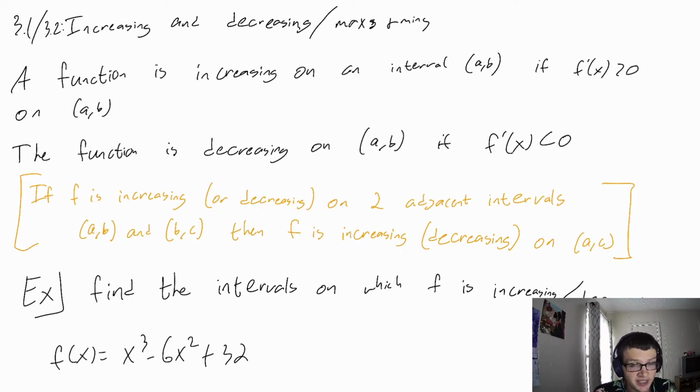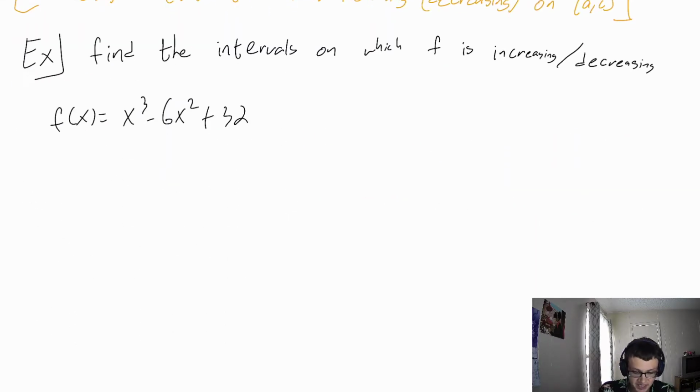So a function is increasing on an interval (a, b) if f'(x) is greater than 0 on that interval. And similarly, the function is decreasing on (a, b) if f'(x) is less than 0. So if f is increasing, respectively decreasing, on 2 adjacent intervals (a, b) and (b, c), then f is increasing, respectively decreasing, on (a, c).